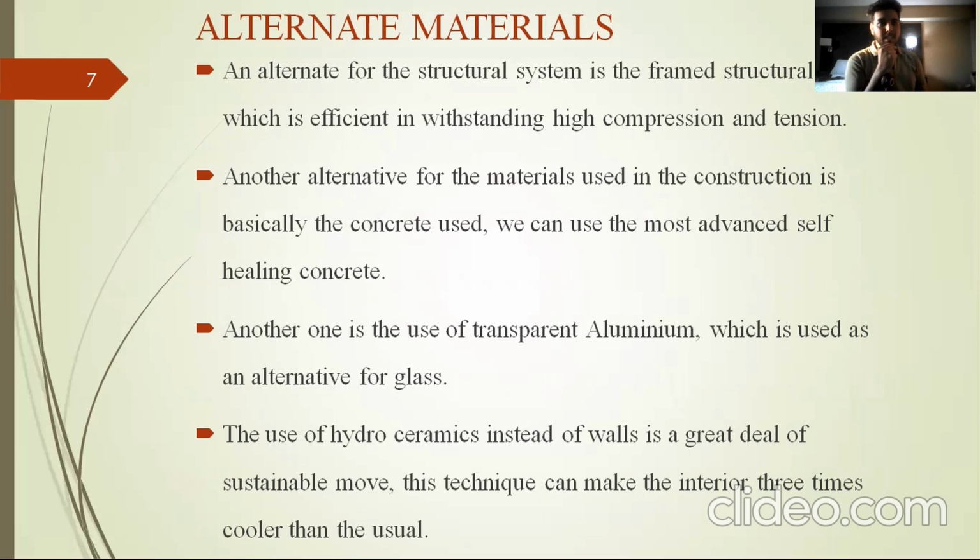But if the CN Tower were being built now, I clearly suggest self-healing concrete, which heals the cracks and faults formed in the concrete. Another one is transparent aluminum, which is more efficient than usual glass and much stronger. And the use of hydroceramic instead of walls, which is not applicable on the external walls but in between the inner walls, allows airflow and makes the rooms 3 times cooler than usual.